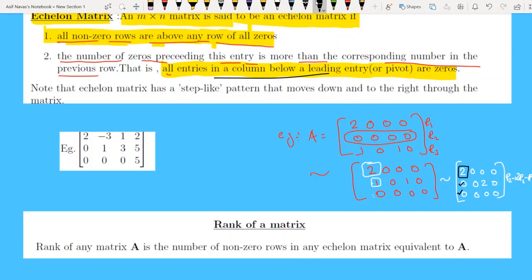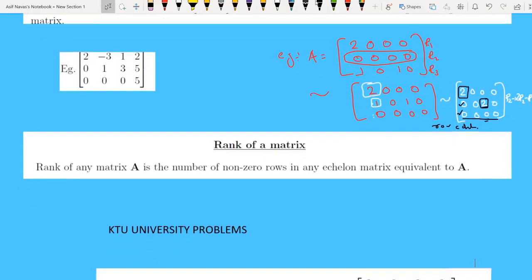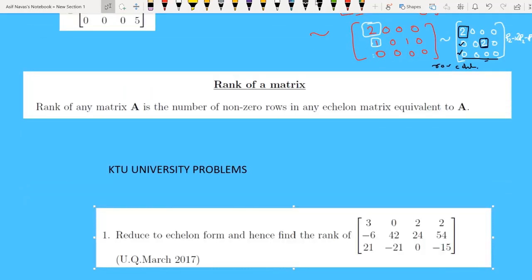And now from here what is the leftmost non-zero element? So this is the pivot. And below that entry, all elements are 0. And non-zero rows must come before the zero rows, the zero row is in the last row. Okay, so this is in row echelon form. While doing problems, we will understand what is row echelon form of a matrix. So the next important definition is rank of a matrix.